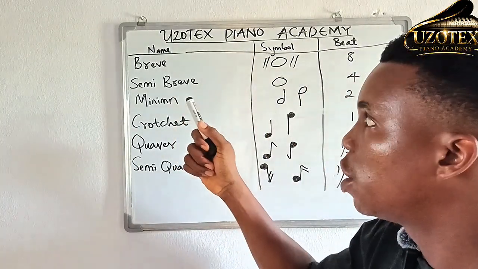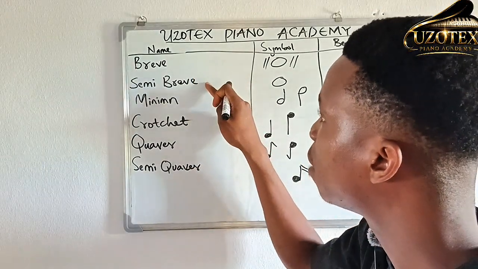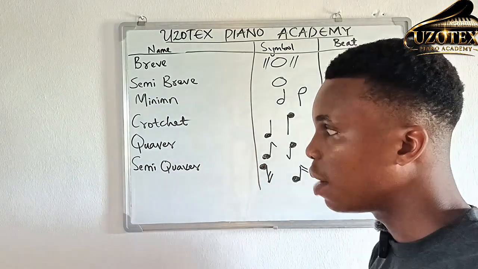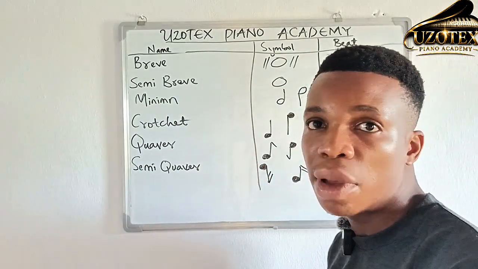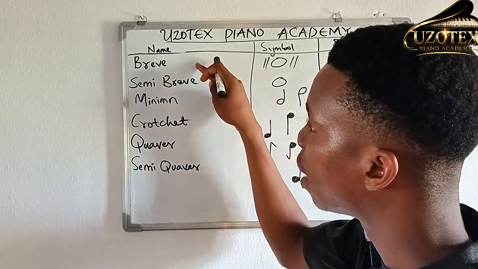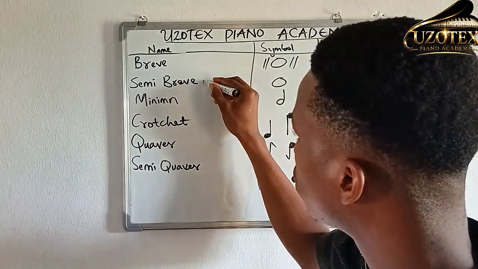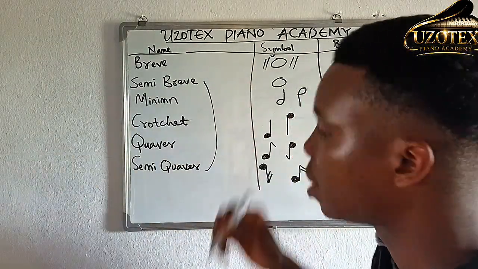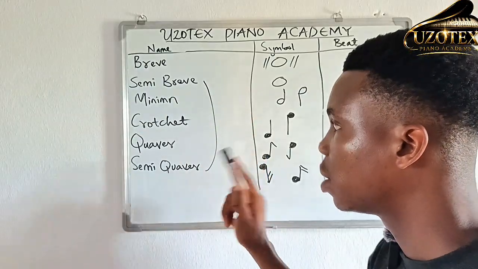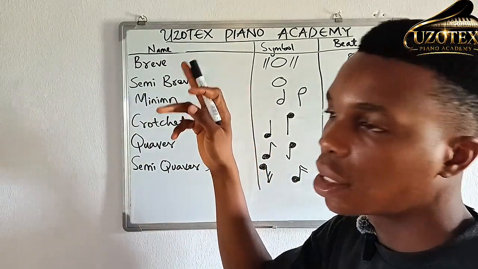So in this video we have breve, semibreve, minim, crotchet, quaver, and semiquaver. We have demisemiquaver, and we have hemidemisemiquaver. But these are the ones that matter. Actually, we have these five. This is the one you will normally see. This one you don't normally see.